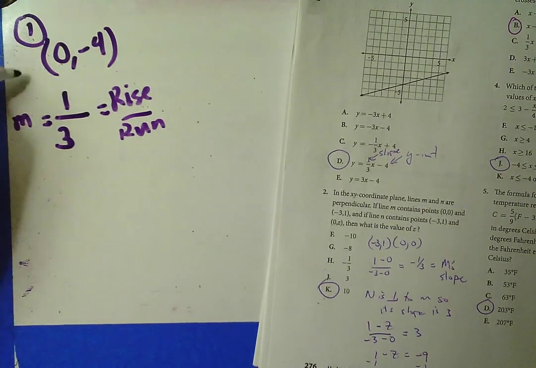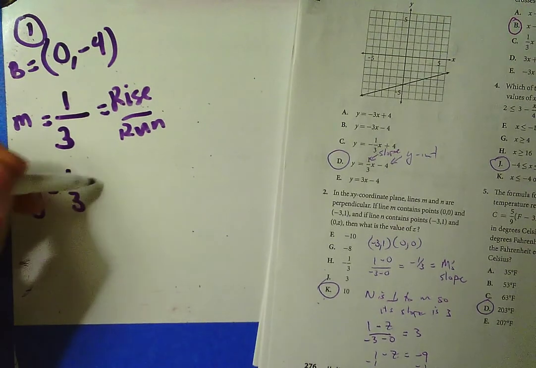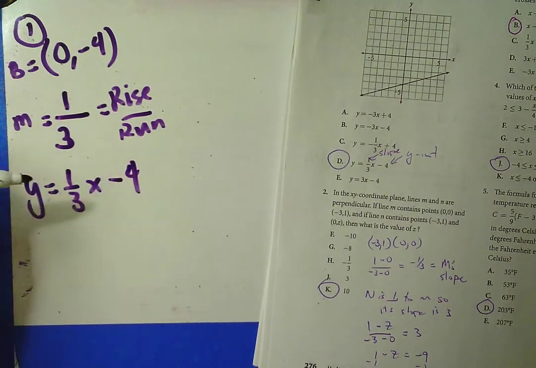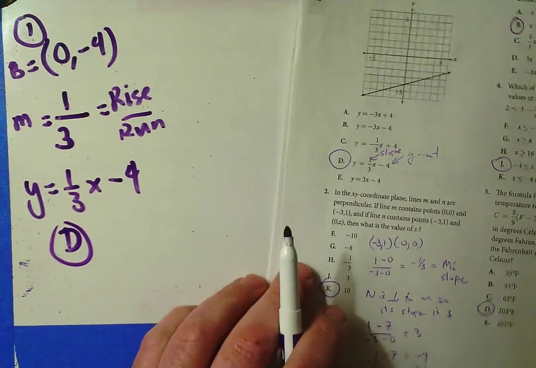So there's my slope, there's my y-intercept, and I want to write this in slope-intercept form. So I think y equals 1/3 x minus 4. Hey, there it is, choice D. That wasn't so bad.